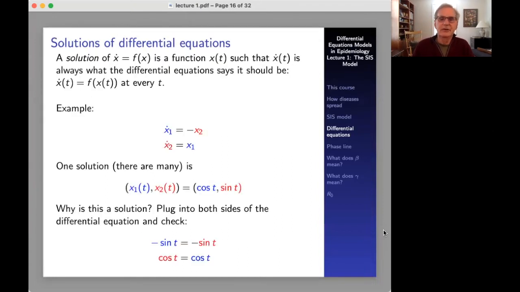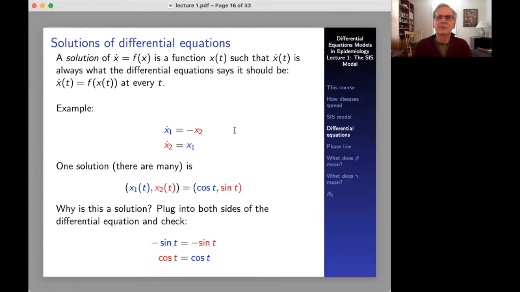A solution of x dot equals f of x is just a function x of t, such that x dot of t is always exactly what the differential equation says it should be. x dot of t is f of where you are at time t, f of x of t, at every time.